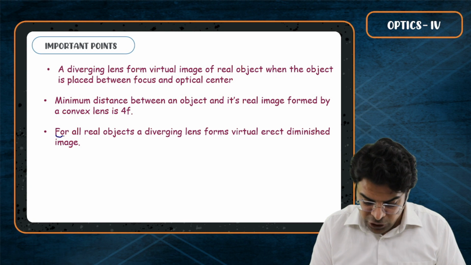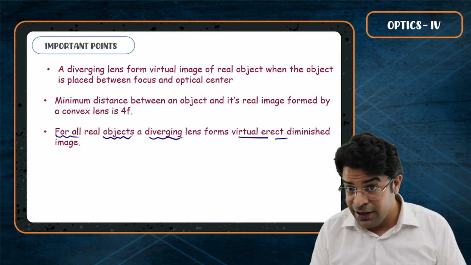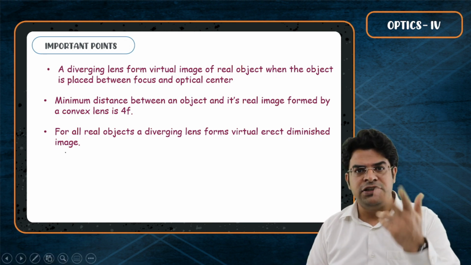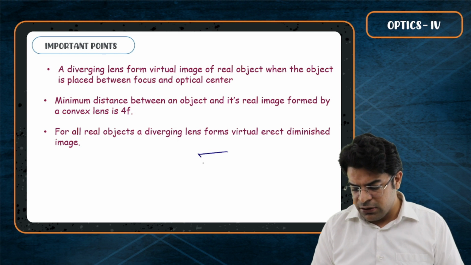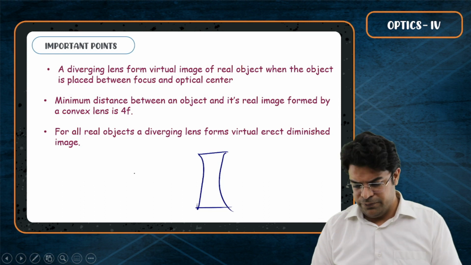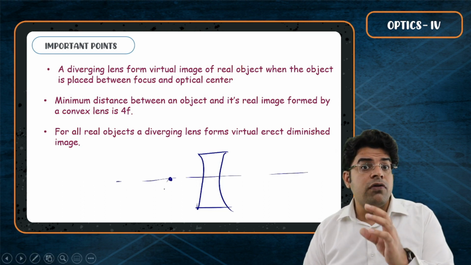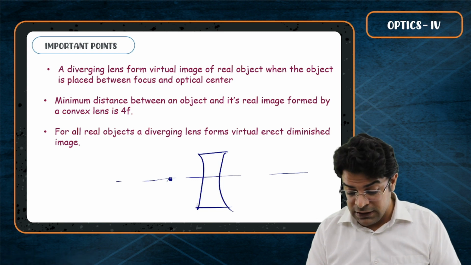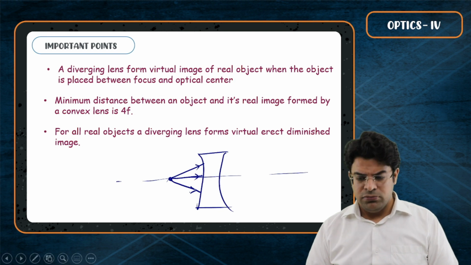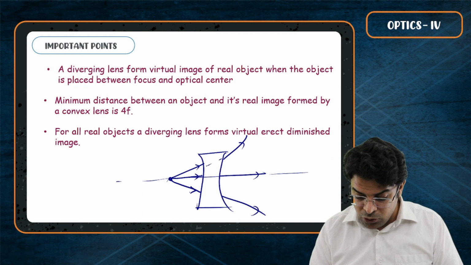Now, the next point: for all real objects, a diverging lens forms a virtual, erect, diminished image. So the image will be virtual, erect as well as diminished. Why? Let's say, beta, you have a diverging lens, a concave lens made of glass placed in air, and you have placed an object in front of it. The rays coming out of the object which are going to hit this lens will be diverging in nature. What will the lens do? It will further diverge them. So these rays will appear to be coming from here.